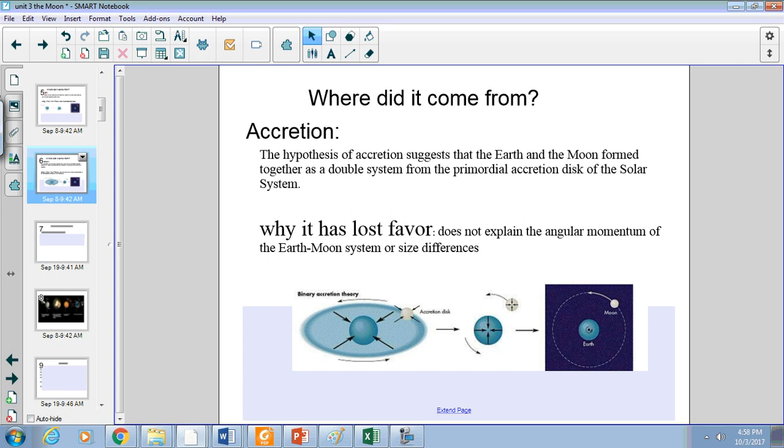However, it doesn't necessarily explain the angular momentum of the Earth and Moon and their size differences. In other words, why wouldn't they have just been the same size if they were forming together? They're so close to each other that they should be relatively the same. So we'll have to cross this one out too.